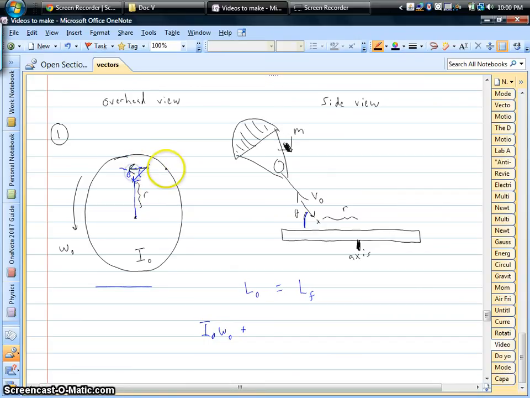That's perpendicular to that radius line. It also has a component of motion which is running basically parallel to that radius line. Okay, now that part that's going parallel to the radius line has nothing to do with, it's not going to speed up or slow down the spin of the disk. It's that part that's perpendicular. Okay, that's the piece that we need.